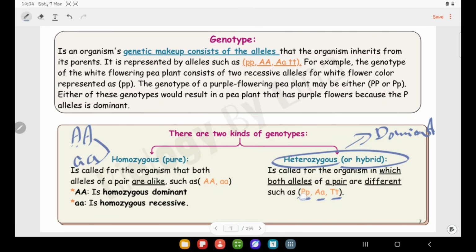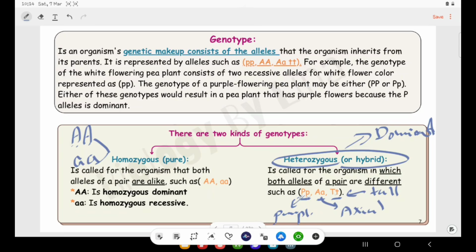So, for example, this P capital P small represents the purple flower, and we know that purple is dominant. A capital A small is for axial, and it's also dominant. T capital T small is tall, and it's also dominant. But all of these are hetero, or we can say hybrid, because they have different letters: one of them is a capital letter and the other one is a small letter. That's why we say it's hetero or hybrid.